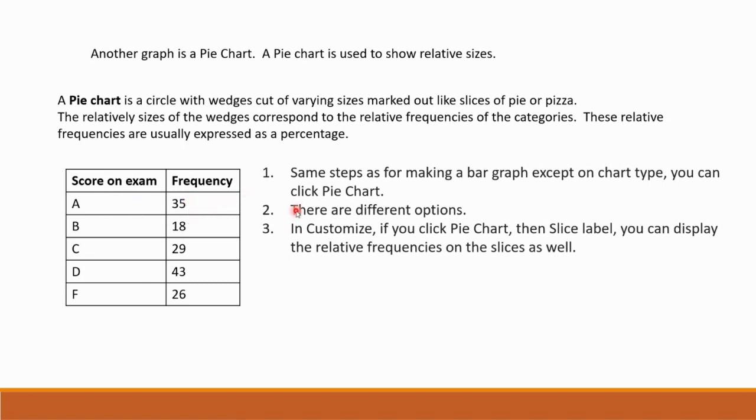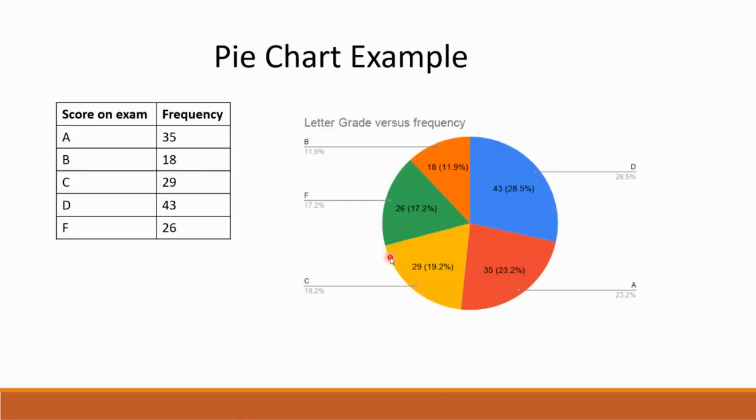It's actually real easy to make. The steps are here. The only real difference is that when you go to make a chart, you have to select pie chart for the type of chart you want. And there are different options, of course. In Customize, you can always mess around with the slice label. You can have it display the relative frequencies or not. So, for instance, if you go to Google Sheets, you can make this, which we'll make shortly.